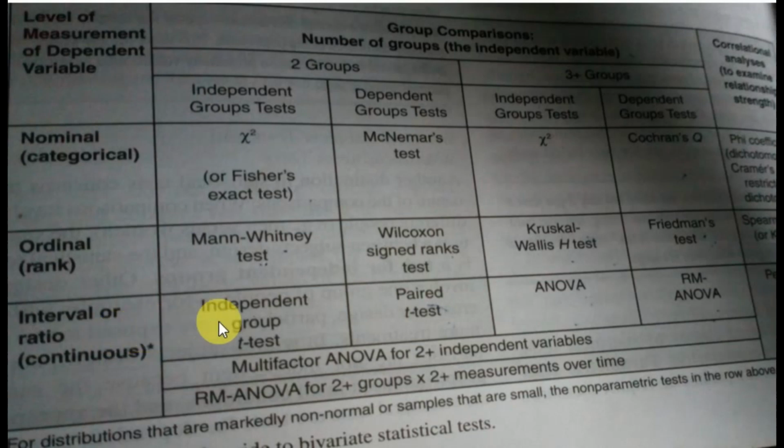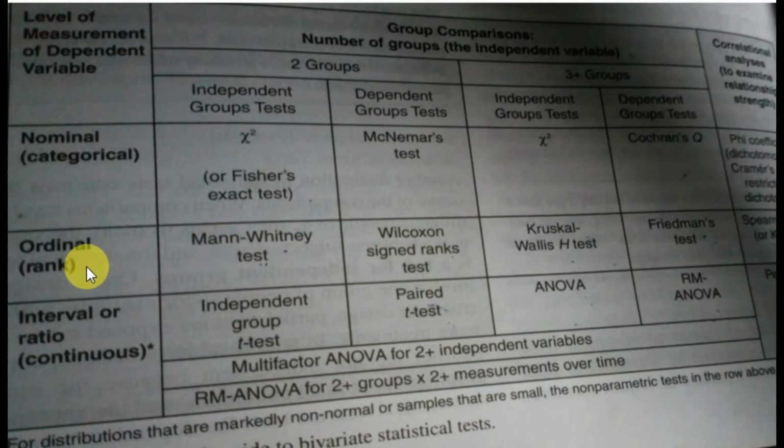So in case of interval level of measurement, if we are having two groups and those groups are independent groups, then we will be using independent group test. And if the groups are dependent groups, we will be using paired t-test. In case of more than three groups, if the groups are independent groups, we will be using ANOVA test. And in case of dependent groups, we will be using RM-ANOVA.